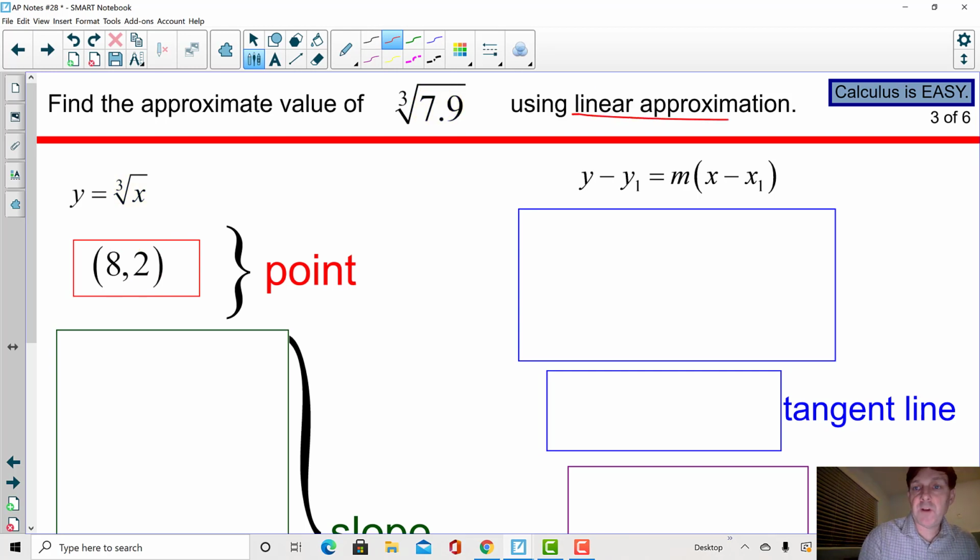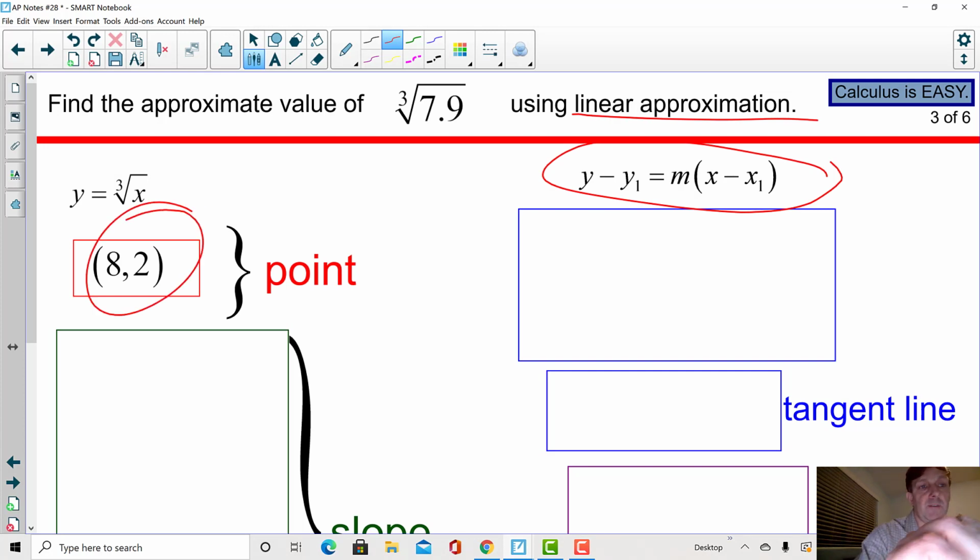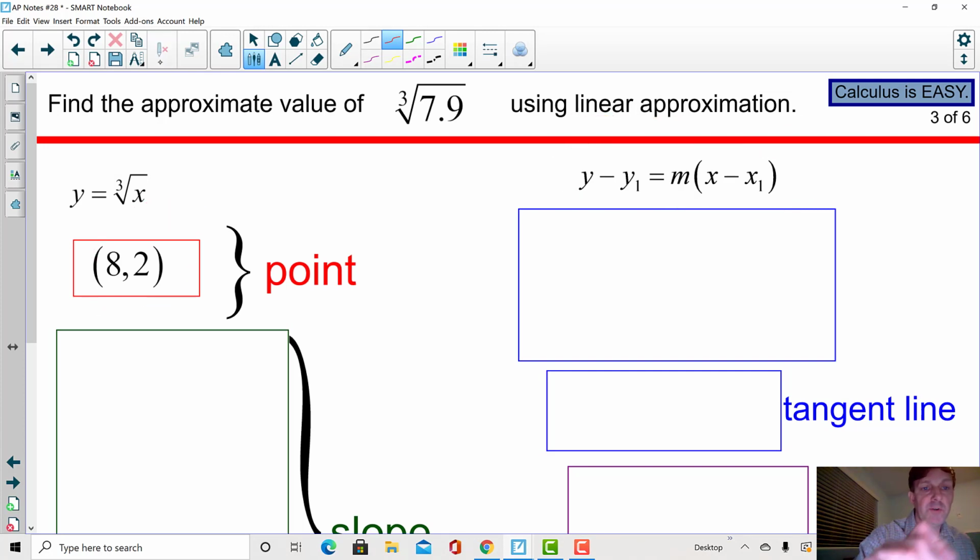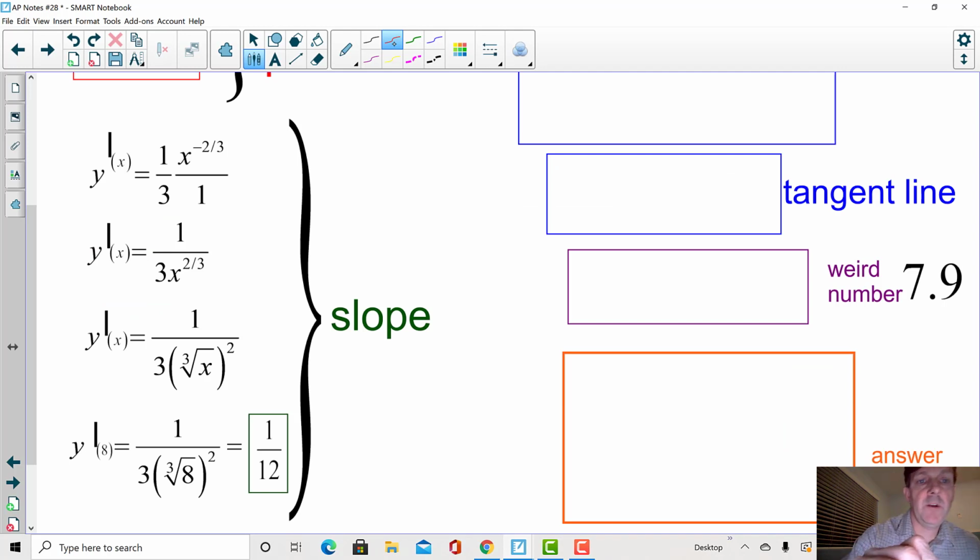Okay, we're trying to do linear approximation, so we need to do the equation of a line. We have a point, so now we just need a slope. Remember, the slope is just the derivative. Okay, again, our function is the third root of x, so you can rewrite that as x to the power of 1/3. So when we do the derivative, the 1/3 comes down, and the new power is 1 less.